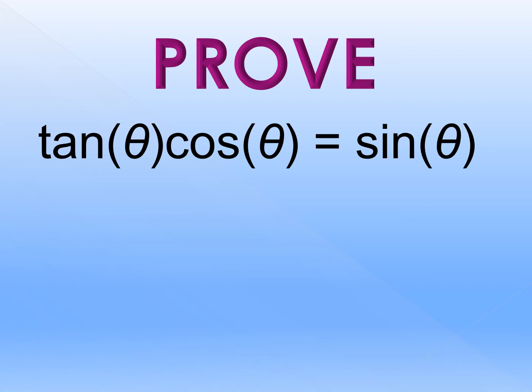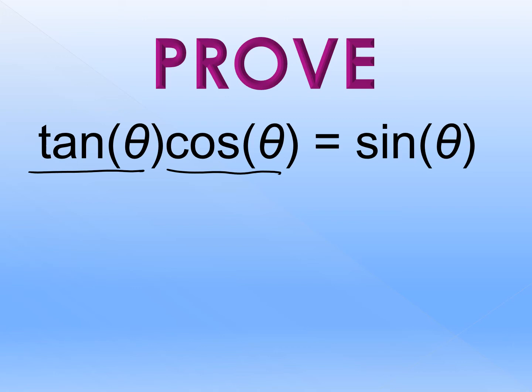So for this one, we're going to simplify tangent theta cos theta, and we need to prove that this is equal to sine theta. So let's try. The first thing that we need to do is transform or change the secant, cosecant, tangent, and cotangent in terms of sine and cosine theta. Since this is in cosine theta, no need to change this one. Since this is in tangent theta, we need to change this one.